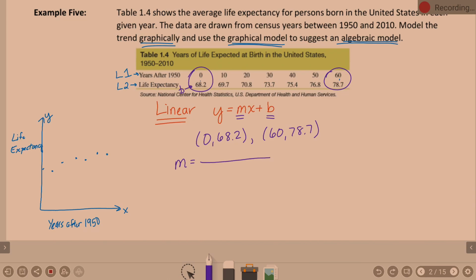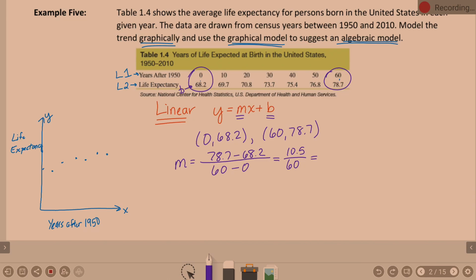Okay, change in y. y2 minus y1. It doesn't really matter which way you subtract these y's, as long as you're consistent. So I'm going to say 78.7 minus 68.2, over, subtract your x's, and we're doing 60 minus 0. Well, 60 minus 0 we know is 60. 78.7 minus 68.2 is 10.5. What is 10.5 divided by 60?